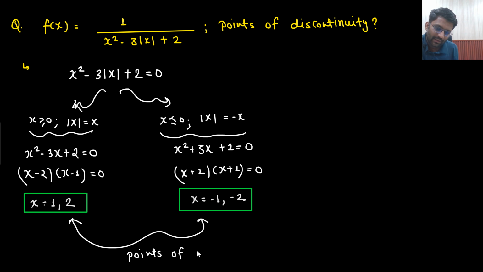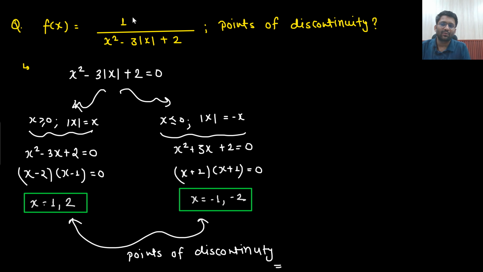How many total points are there? Total points are 4, the points of discontinuity. What all points are there? 1, minus 1, 2, minus 2. Where the denominator becomes 0, just as you see f(x) by g(x) or h(x) by g(x), whatever, or g(x) by h(x), just put denominator equals to 0, your job is done. Nothing else you need to think.